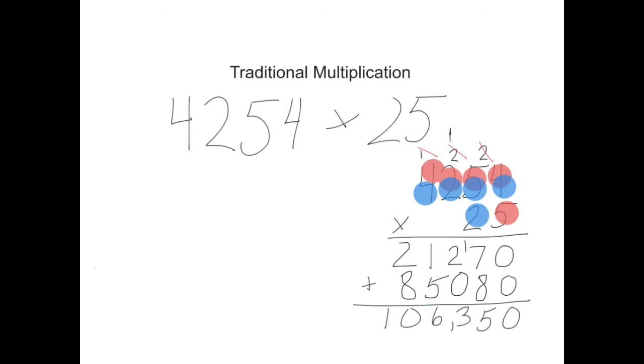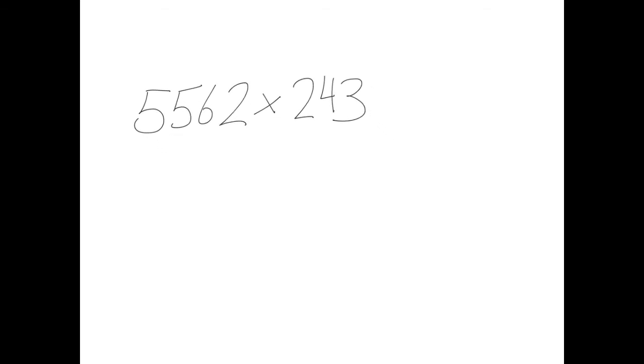So now let's extend this for numbers becoming larger in our problem, and we're going to use this for any multiplication problem, no matter how large the numbers become. So we are going to do 5,562 times 243. And now you can see we have a slight difference because we now have a 3-digit number as our smallest number.